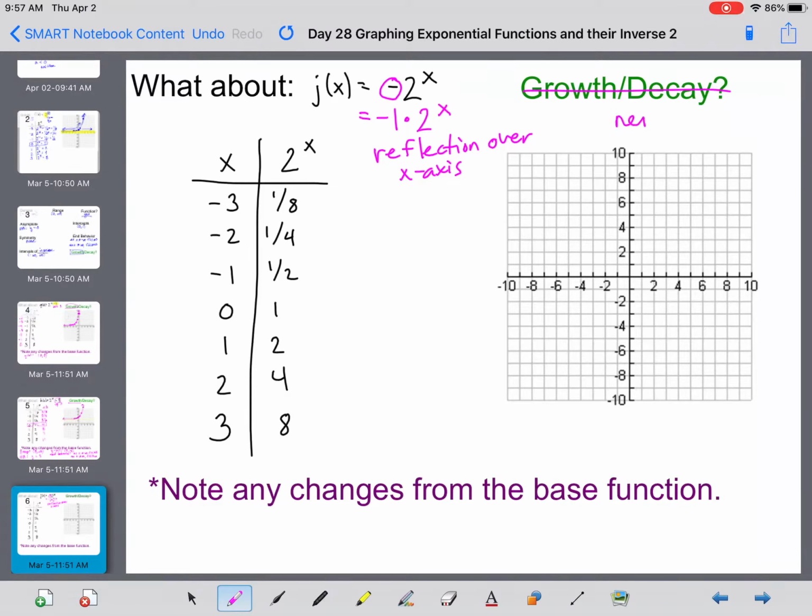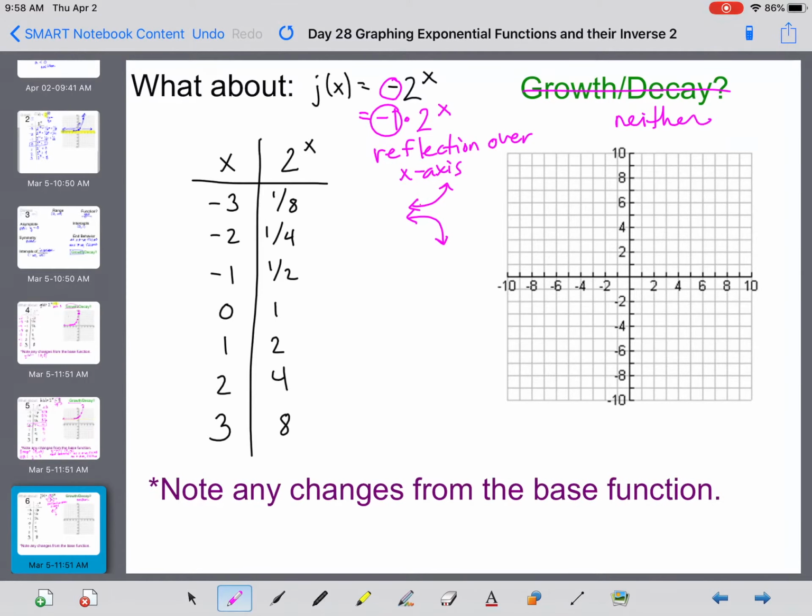Well, it's neither, because now you have an a value here that's less than 0. You have a negative a value, so it's not going to be growth or decay. It's still going to be an exponential function, but it's just going to be defined as neither. So if you are reflecting something over the x-axis, if our original picture would look something like this, a reflection over the x-axis is going to look something like that.